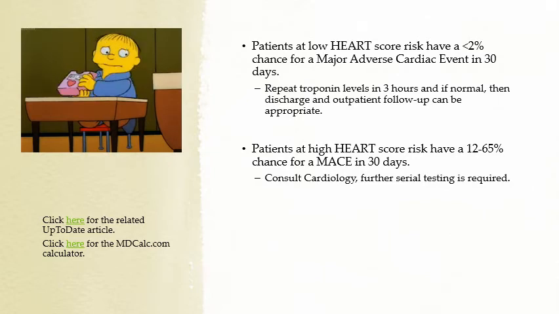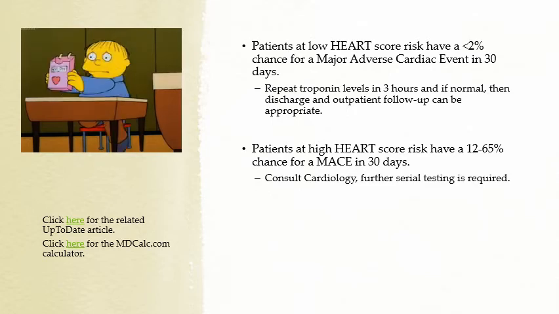If the score is still low, okay, then they have less than a 2% chance of having a major adverse cardiac event in 30 days, okay? At this point, they can be discharged. Some people do a repeat troponin level again, so this would be a 3rd troponin, and they can go home. There are some places that are okay with having a low score at this point. If they have a low heart score and 2 negatives, then they can go home. Some places will want a 3rd.